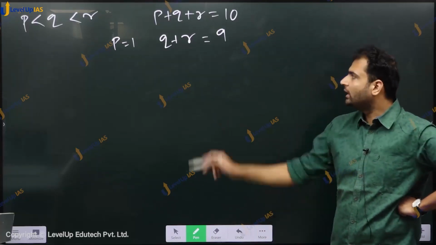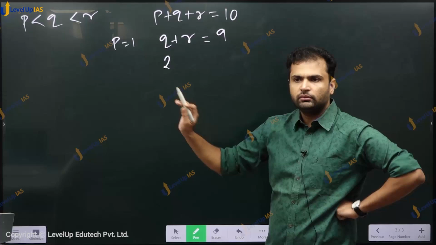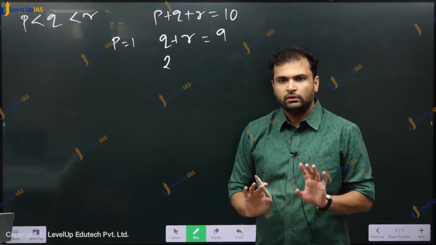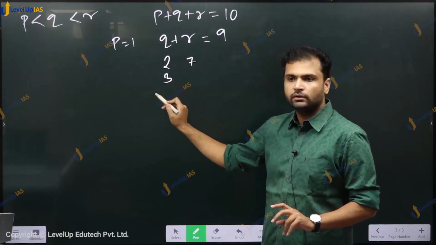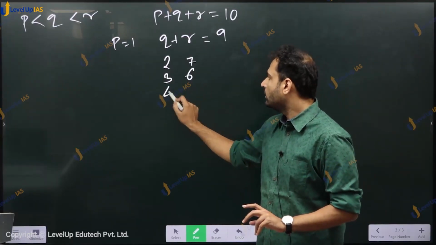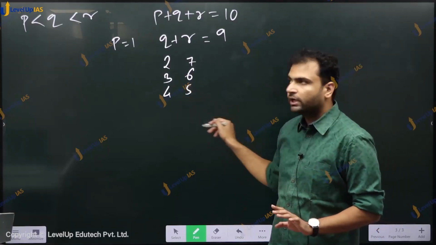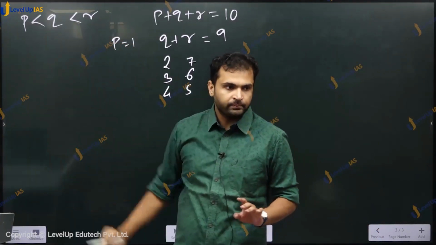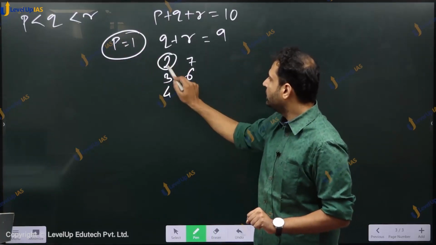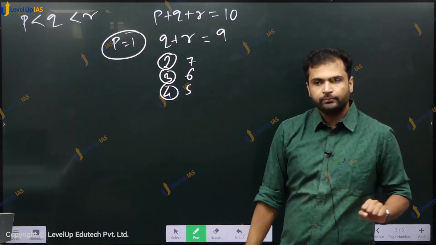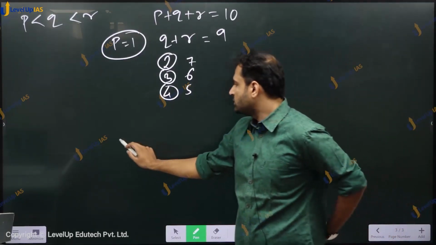Now, what are the possible values of Q and R? Start methodical counting. 2, 7. 3, 6, 4, 5. Nothing else. 5, 4 cannot come because this condition is there. Right? So we have one possible value of P and 3 possible values of Q from here. Right? Okay. What is next possible value of P?